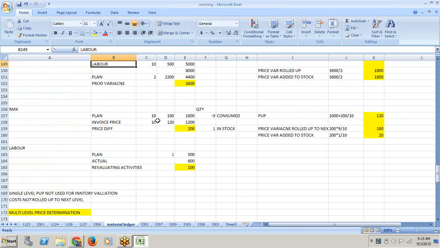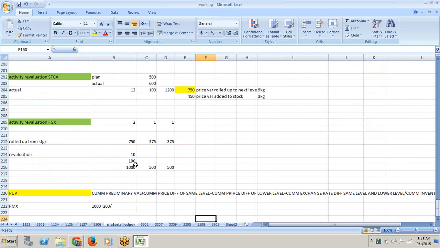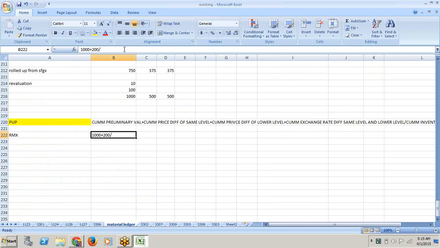Quantity is 10 kgs. Plan is 10 kgs. Out of 10, 9 we have consumed, 1 is in stock. 1000 plus 200 divided by 10 kgs. The total is 120 rupees is the PUP price. So this is used for valuation of inventory for the previous period. Previous period means this PUP price we are calculating as a period in process. So whatever the period is closing, for that this is the actual price of the raw materials.